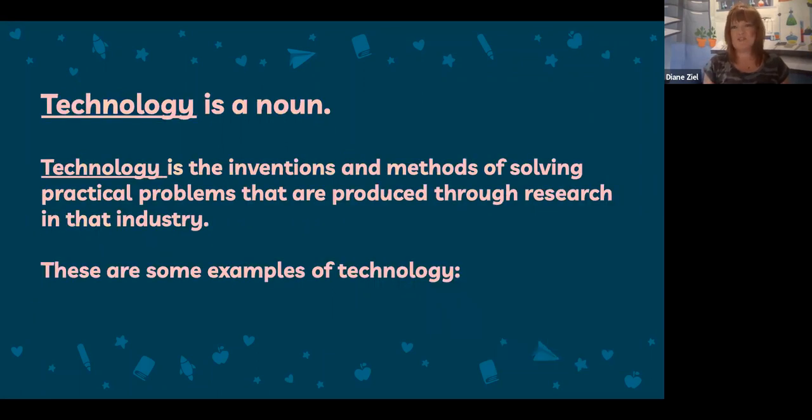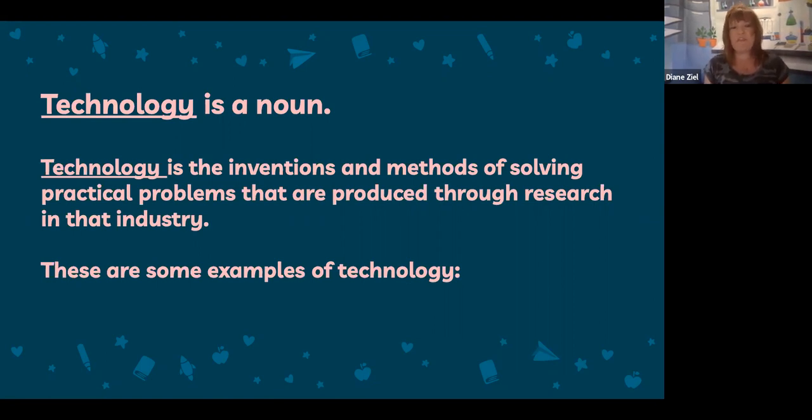Technology. Technology is also a noun. Technology are the inventions and methods of solving practical problems that are produced through research in that industry. Let's look at some examples of technology. So remember, technology is anything that was created by man to solve a problem.